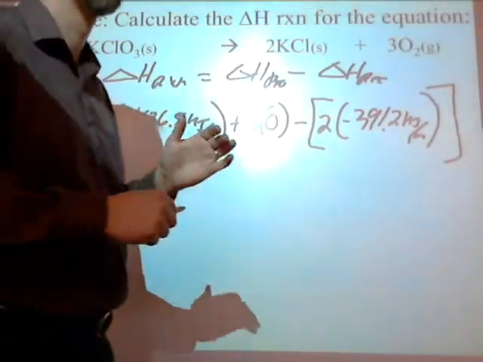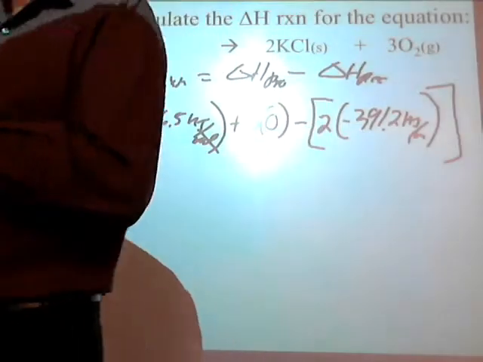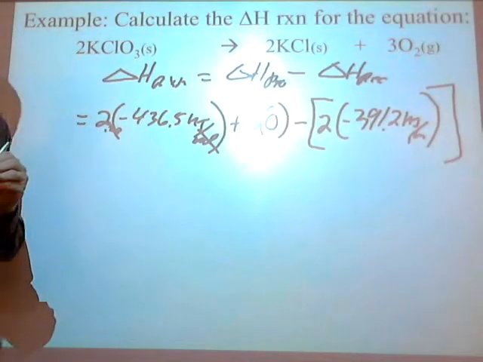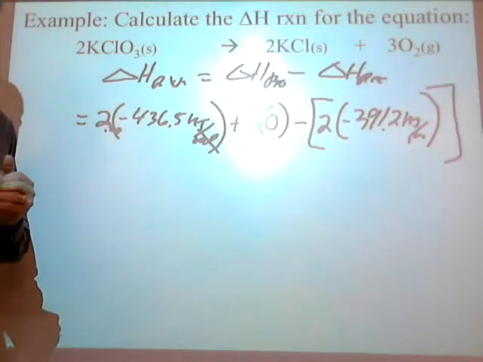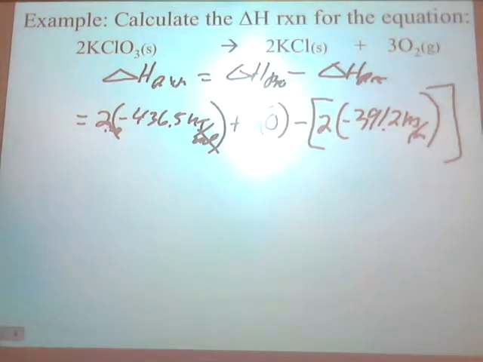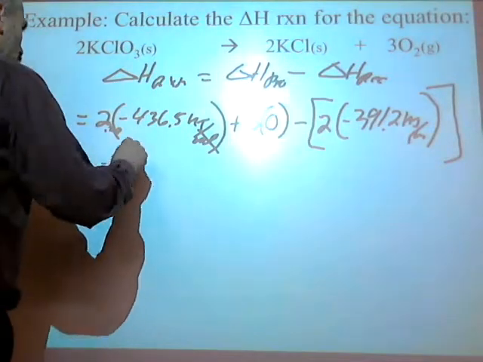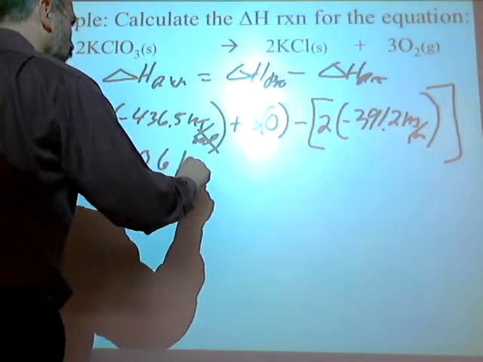I never took it. Who's got an answer for that one? Livia, what do you got? Right, she doesn't have it. Lizzie has it. What do you have? I got negative 90.6. Negative 90.6? Several people? Okay, sounds right. And of course, since moles canceled, that's negative 90.6 kilojoules.